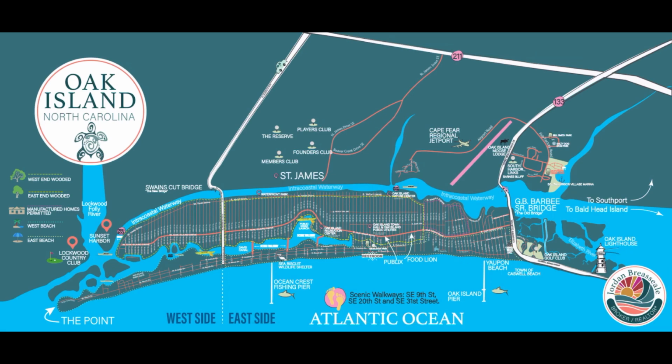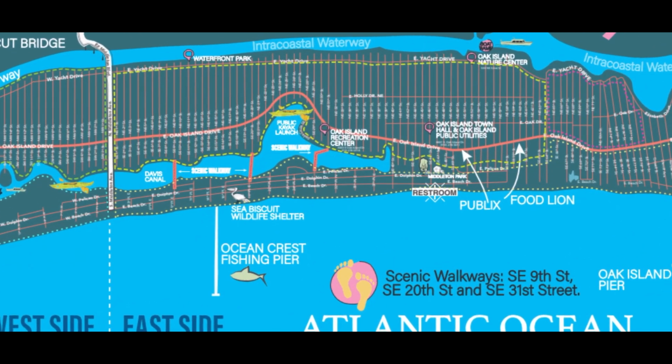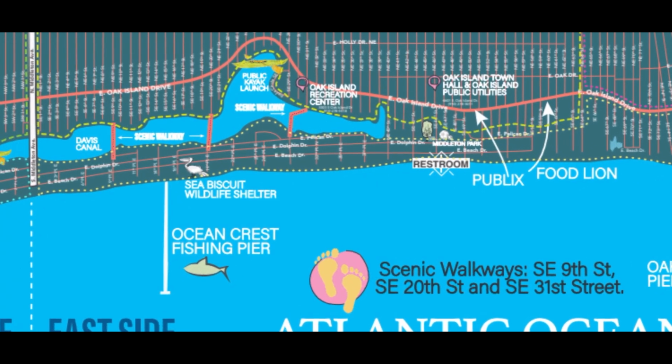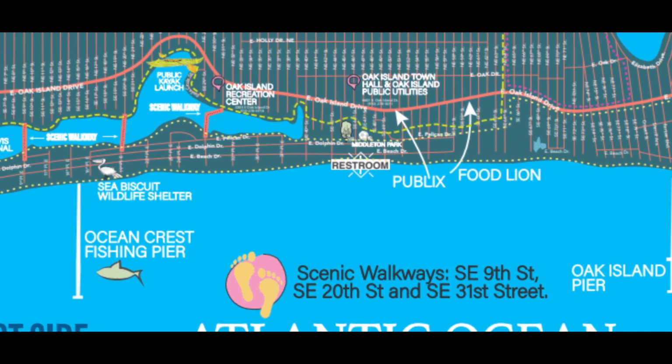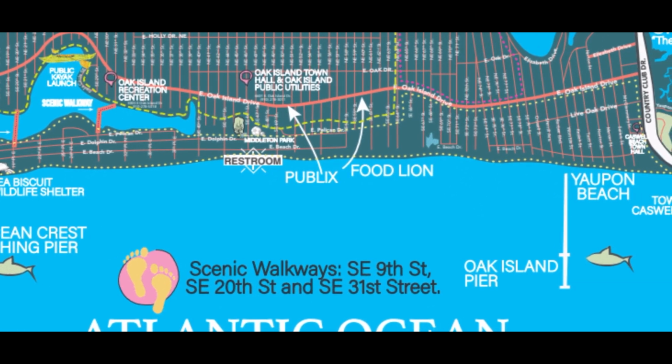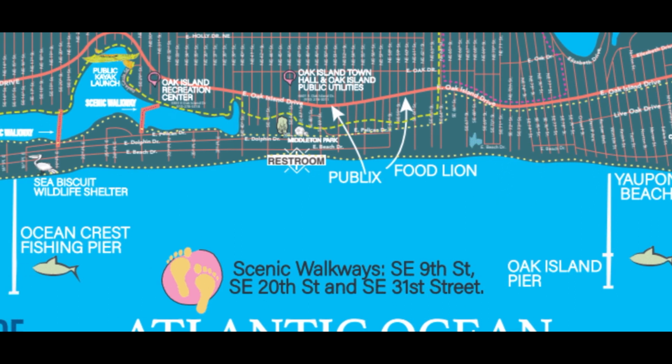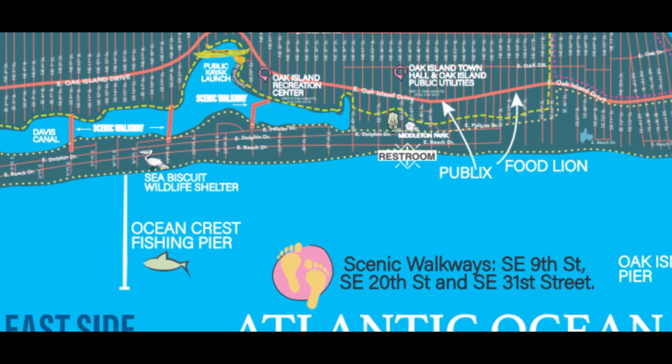Oak Island is divided into a couple different sections. Today we're going to look at East Beach. It's located between Middleton Avenue and Country Club Drive on the beach side, which is the south side of the island. It's notated here with the yellow dots.